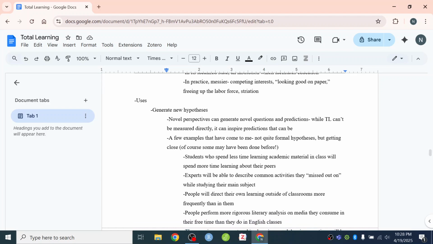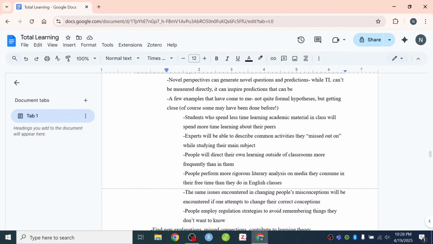People perform more rigorous literary analysis on media they consume in their free time than they do in their English classes. Now, this is a really interesting claim that I think passes the gut check. Like, if you think about people you've known, this may very well apply to them. It fits into that total learning framework. What literary analysis are people doing outside of their English class that we're maybe not measuring?